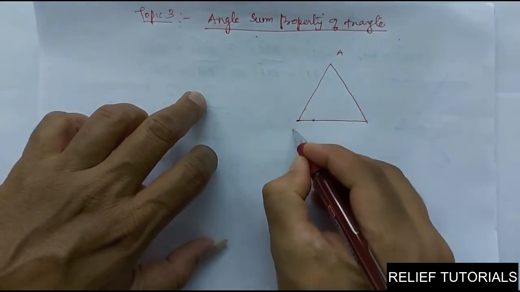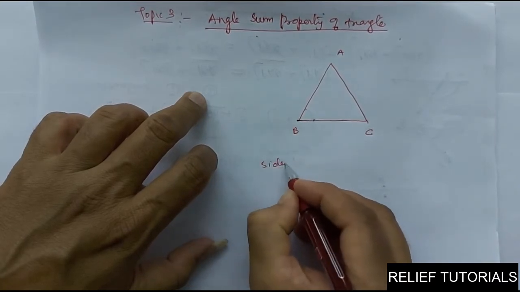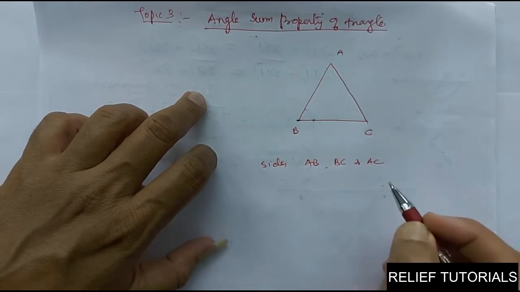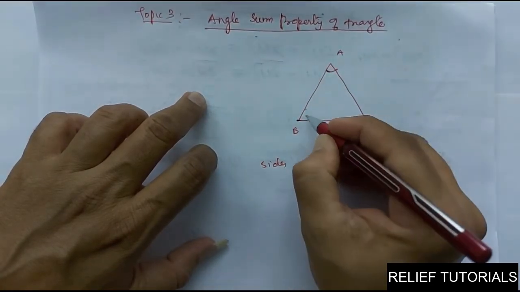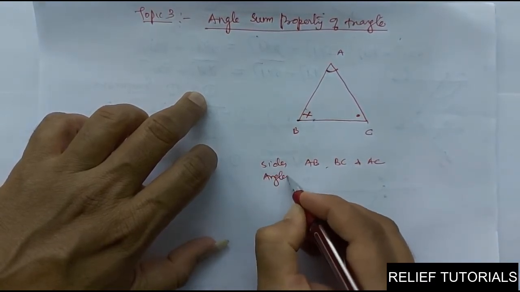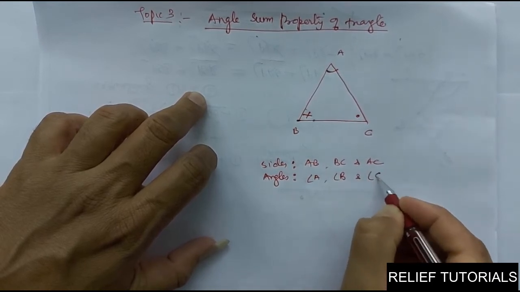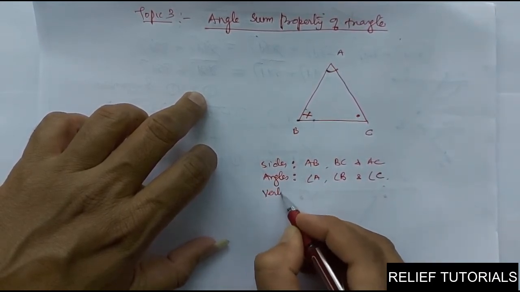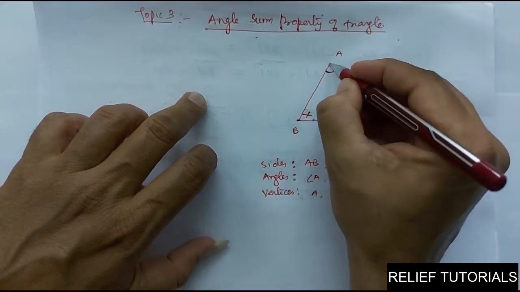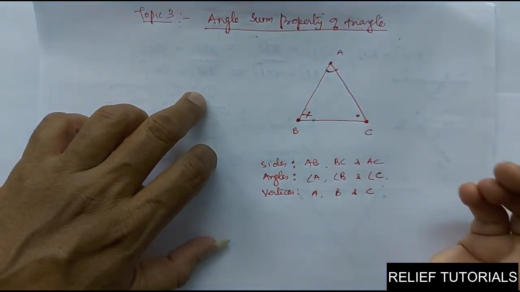So we can name it here A, B, C. This triangle has three sides, AB, BC and AC. It has three angles, angle A, angle B and angle C. And it has three vertices, that is A, B and C. This is A, it is a vertex. Singular is vertex, plural is vertices.